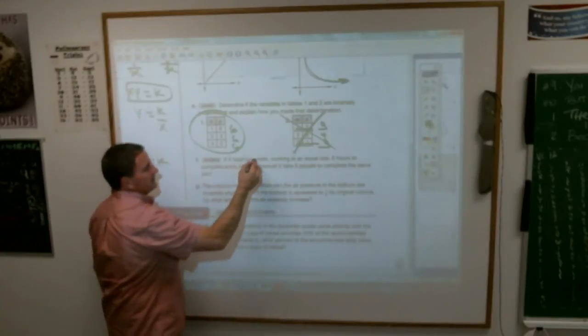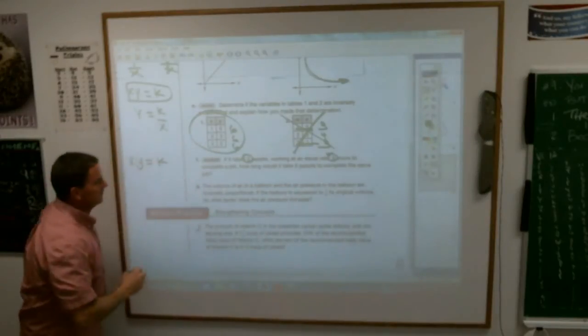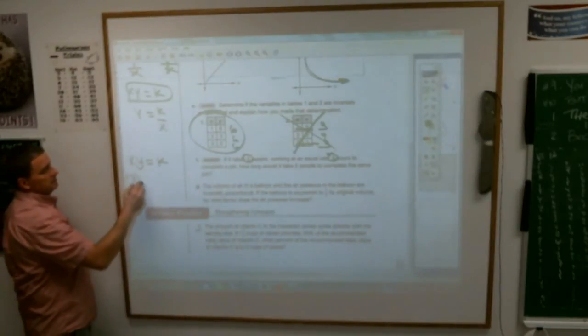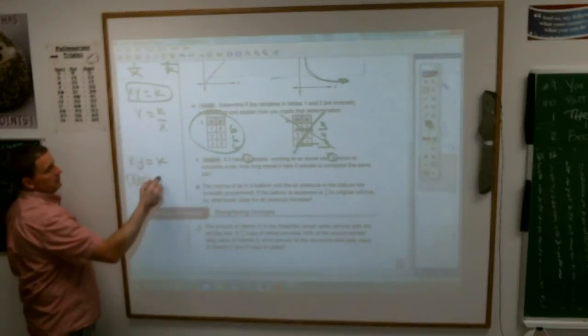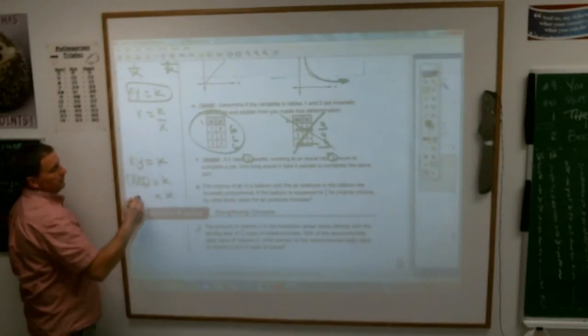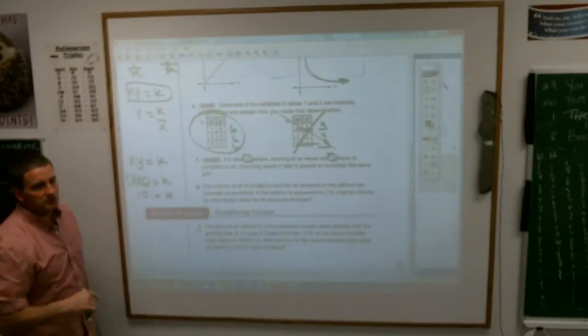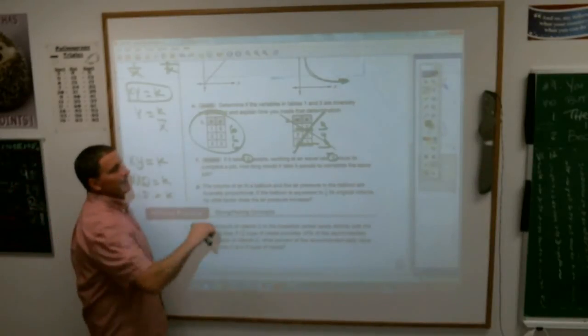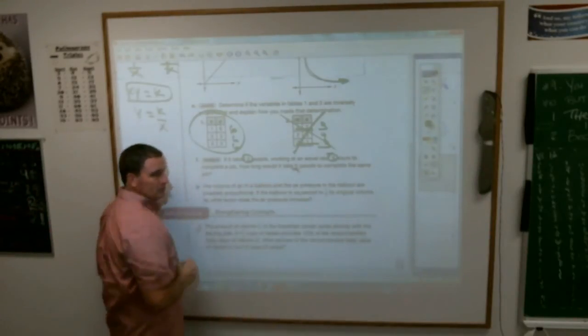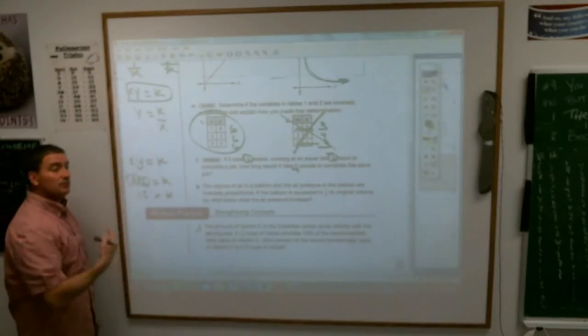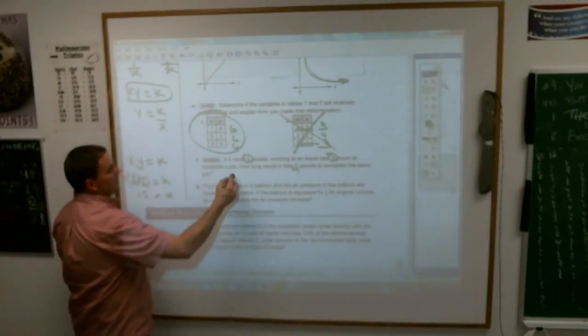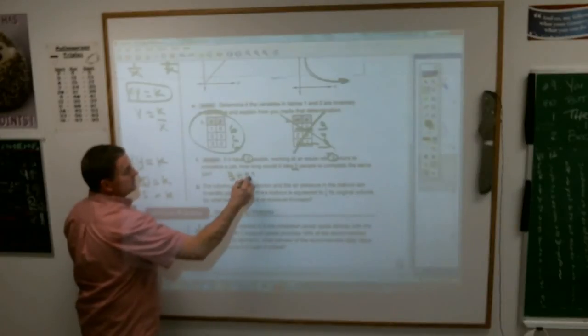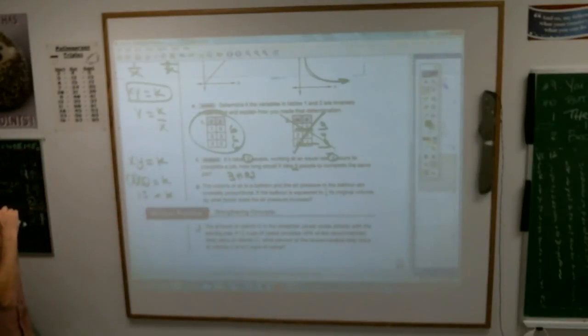I know my x and I know my y. 3 times 5 is 15, so k has to equal 15. Everything else multiplied together has to give you 15. How long would it take 5 people to do it? 5 times what would give you 15? This would have to be 3 hours, because the two numbers always have to give you that same constant.